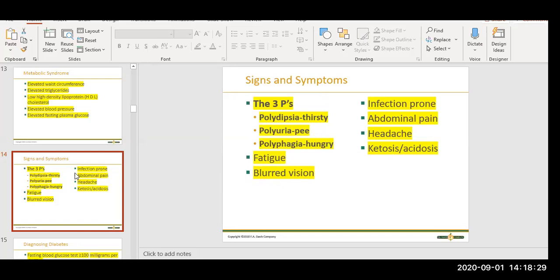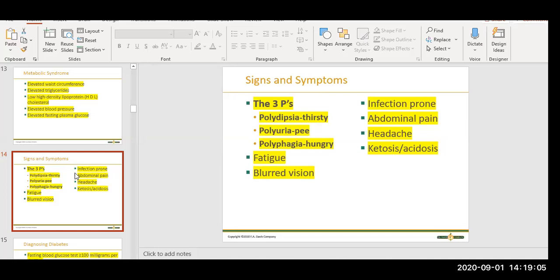You've got to know the three Ps: polydipsia, polyuria, polyphagia, and poly means many, or a lot. So polydipsia, you are thirsty all the time. Mouth is dry, I want to drink, I'm thirsty. Polyuria, all I do is pee. Polyphagia, I'm so hungry all the time. People that present with those three Ps, those are warning signs. You're going to be diabetic. Type 2 is on its way.